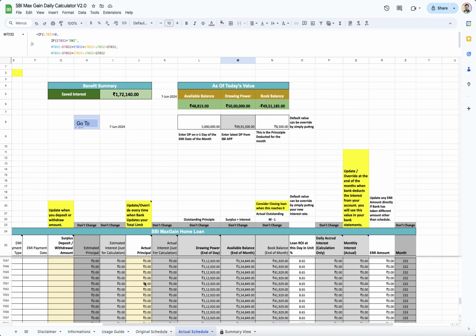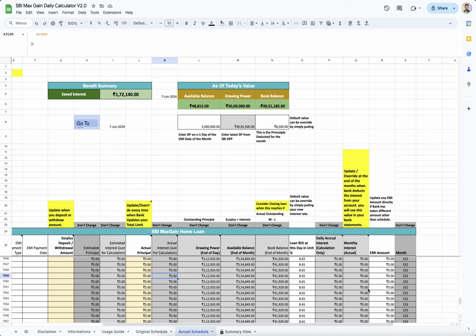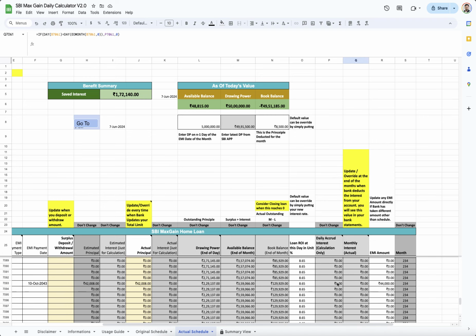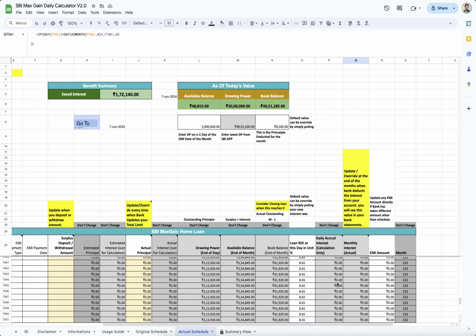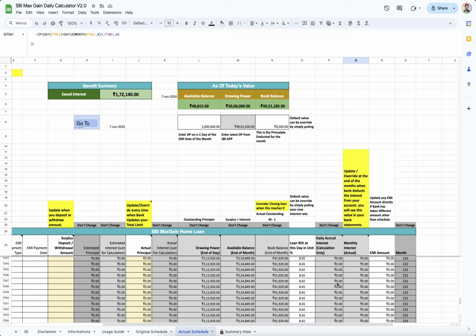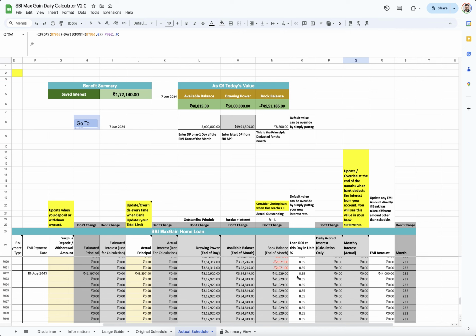But you are not paying any interest to the bank. If you see, the monthly interest accrued is zero. So from this point, you are not giving interest to the bank. In fact, the book amount is on the positive side, right? So from this point onwards, you are not earning anything, because even if you keep more than this amount, it will not give you any advantage.